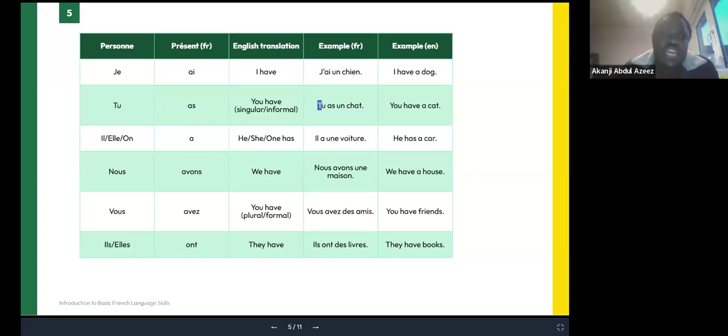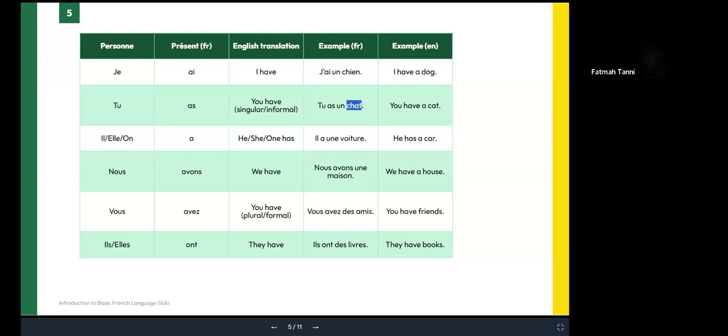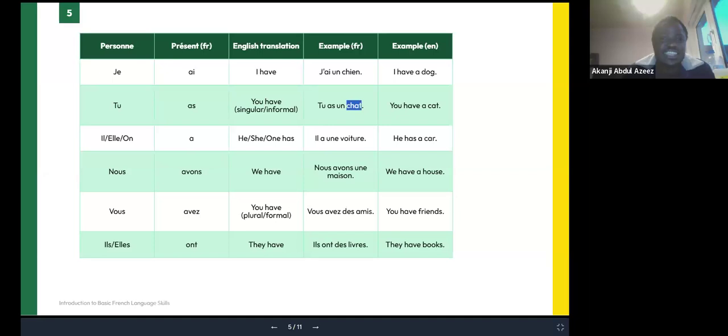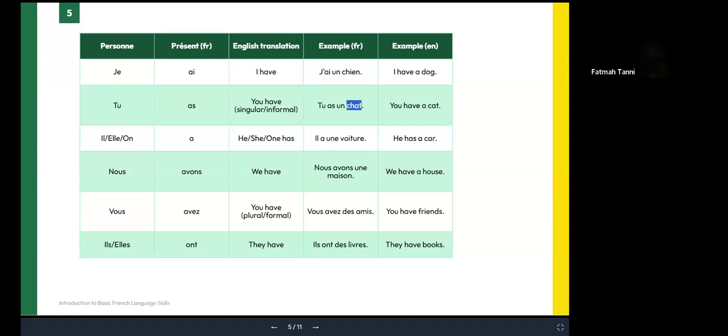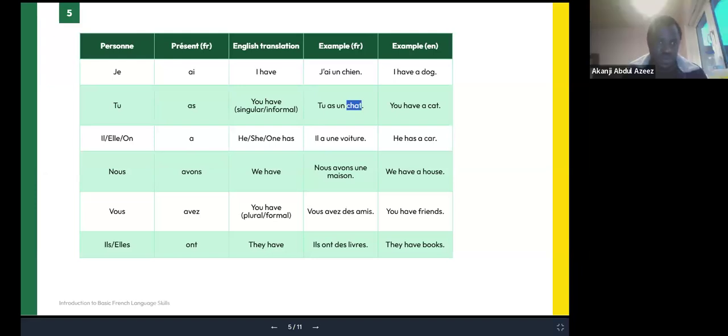Now, the example I use here, I said you have un chat. You have a cat. French will pronounce this word chat. We will not pronounce the T. Chat. So tu as un chat. You have a cat. Do you understand? The pronunciation, the way you pronounce, is already good.